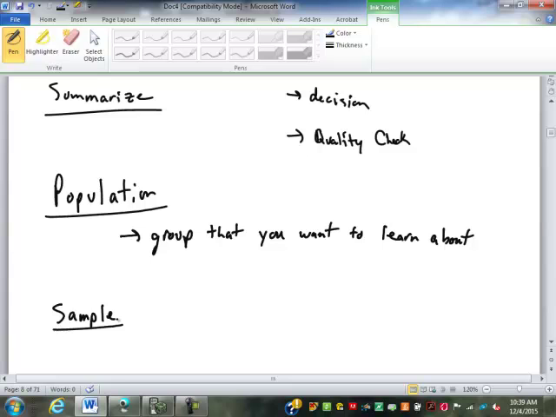I can find that. If I wanted to learn the average income of every person in the United States, I'm not going to get... 320 some million people in the United States, approximately 270 million of them are of working age. I'm not going to take that time to gather information from all of them. So a sample is a subgroup or a smaller group from the population.